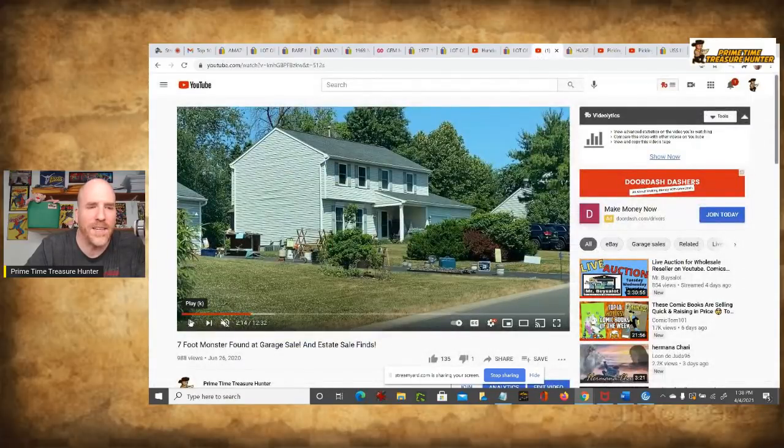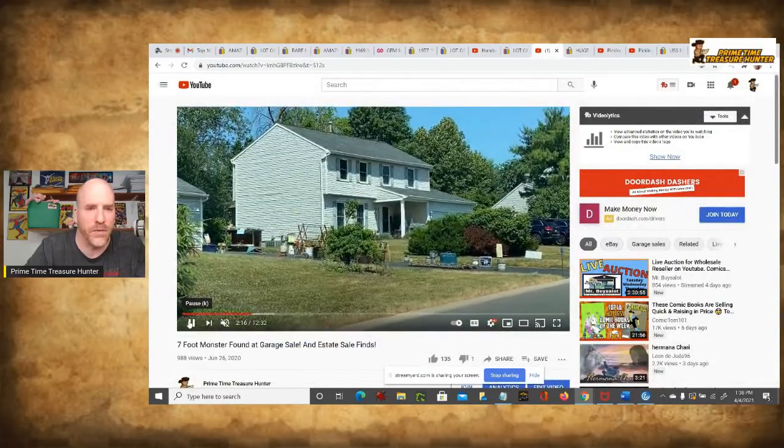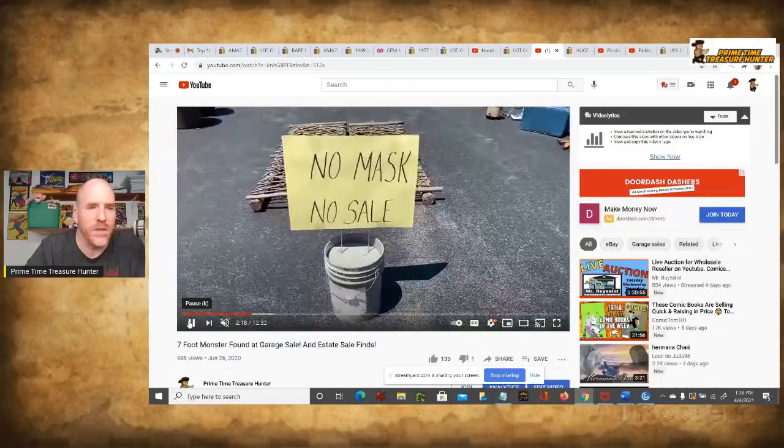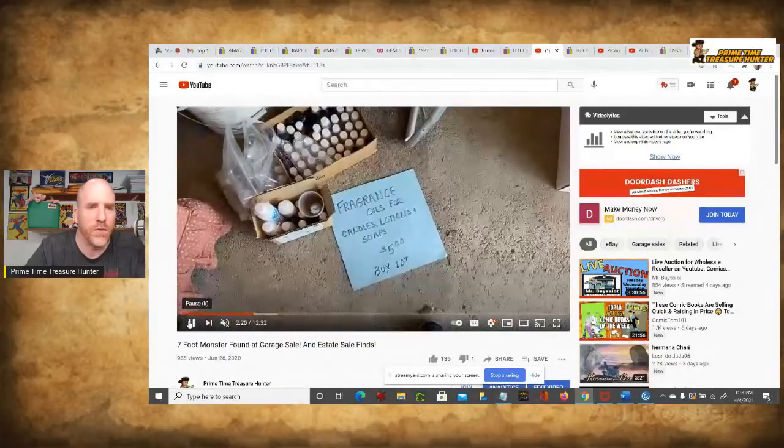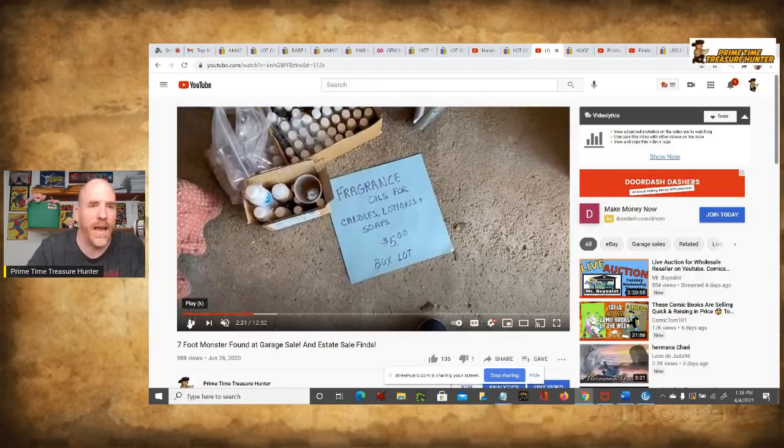This is the garage sale where I found the fragrances. There was nothing else. This was towards the beginning of COVID. You could see there, look at that. Fragrance oils, candles, lotions, soaps, $5 box lot for everything. And where is it located, by the way? It's on the floor. It's on the ground.